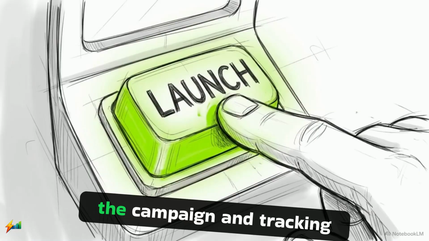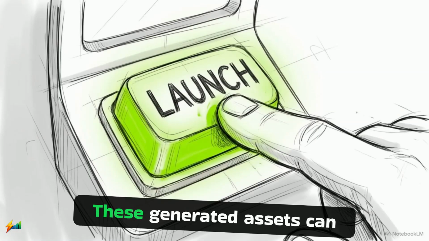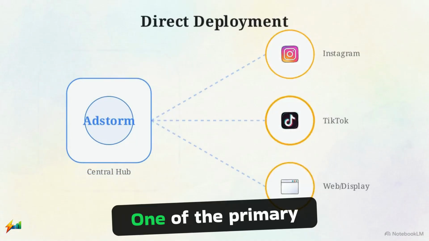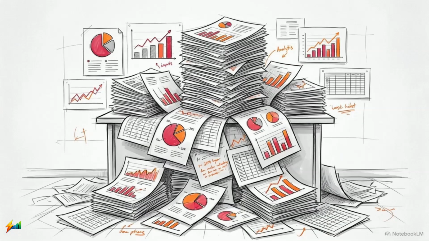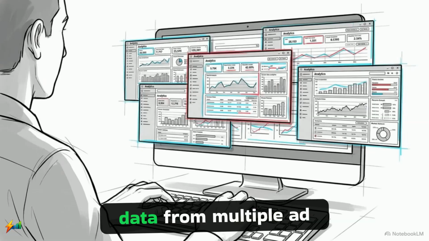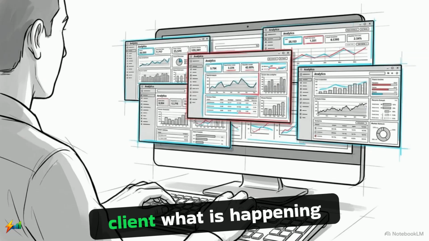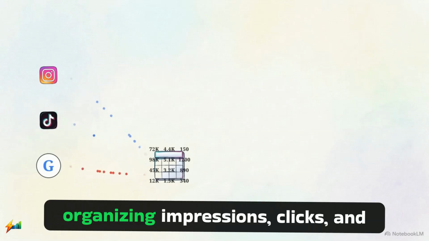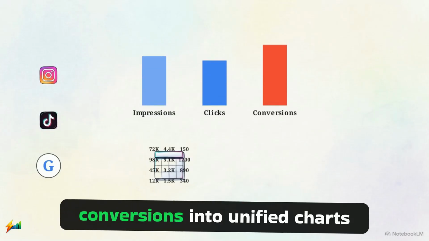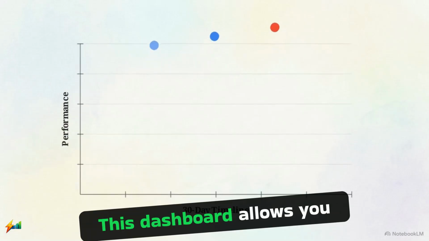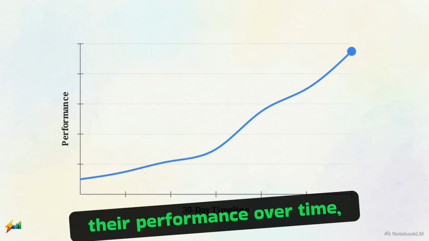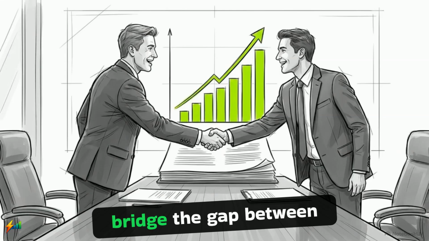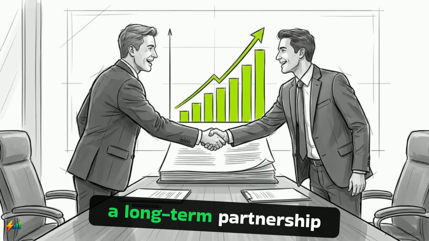Step 3 is deploying the campaign and tracking its performance. These generated assets can be pushed directly to the selected platforms through the software interface. One of the primary difficulties in agency work is reporting, manually collecting data from multiple ad managers to show a client what is happening. Adstorm consolidates those data streams into one view, organizing impressions, clicks, and conversions into unified charts. This dashboard allows you to show the client their performance over time, providing evidence of the work you are doing. This automated reporting helps bridge the gap between a one-time project and a long-term partnership.